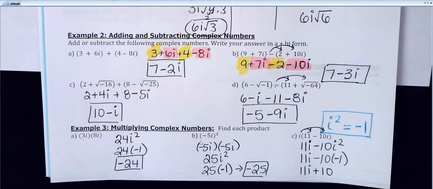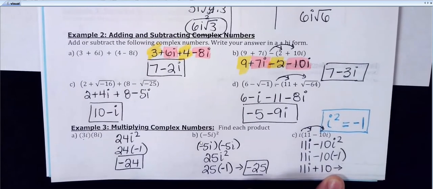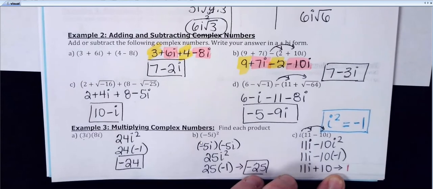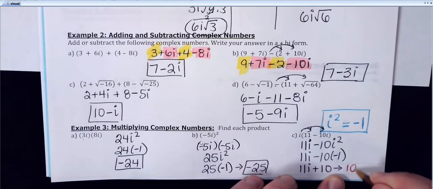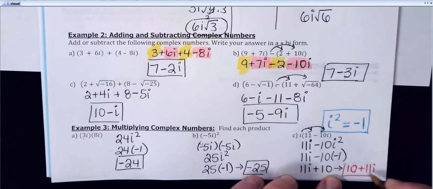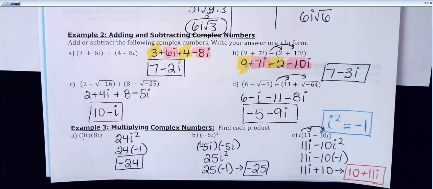Now, I know this is kind of nitpicky. When I write the answer for this question, you're supposed to write the real part first in that a plus bi format. So I should see my answer here as 10 plus 11i. So I would just have to reorder those terms real quick to write my answer, the real part coming first, the imaginary part coming second. Is anybody having a question?